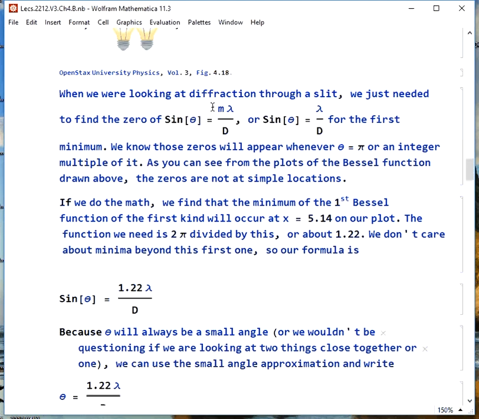So what we needed to do when we were looking at diffraction through a slit was find the zeros of sine theta equals m lambda over d, or for the first minimum it would just be sine theta equals lambda over d.